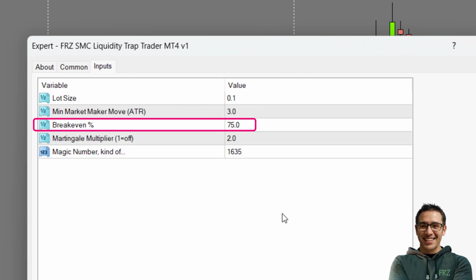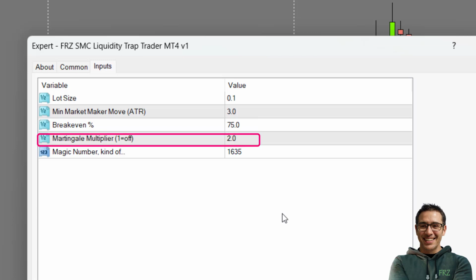The next setting is the break-even level as a percentage of the take profit. You may adjust it as you like. Please note the actual stop loss and take profit levels will be decided by the EA based on its own algorithm. The last setting is the Martingale multiplier.